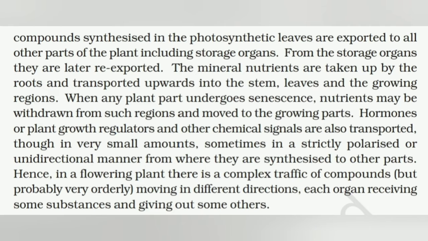When any plant part undergoes senescence, nutrients may be withdrawn from such region and move to the growing parts. Hormones or plant growth regulators and other chemical signals are also transported, though in very small amounts, sometimes in a strictly polarized unidirectional manner from where they are synthesized to other parts. Hence, in a flowering plant there is a complex traffic of compounds, but it is very orderly, moving in different directions, each organ receiving some substances and giving out some others.